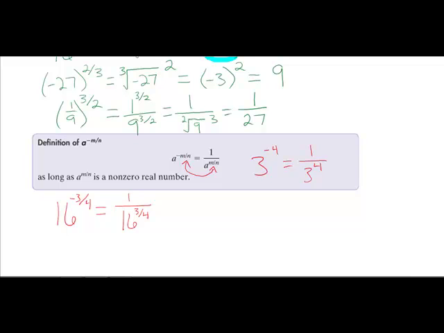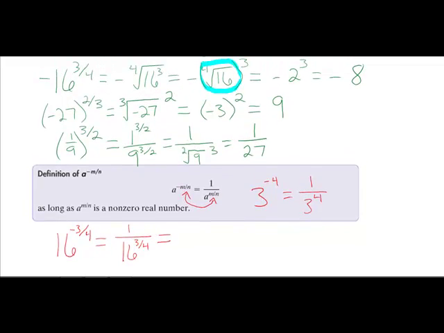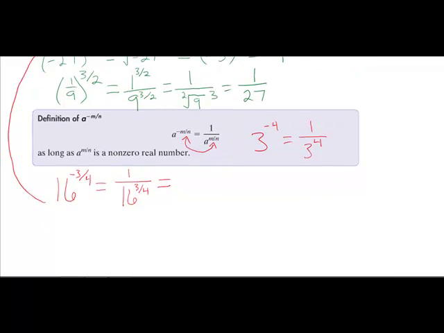And then, since we already know what 16 to the 3/4 is, right? Of course you do, because we just talked about it, a problem back up here. Let's look right up there. We just talked about it. 16 to the 3/4 turned out to be 8. It just happened to have a negative sign in front of it. So this time, 16 to the 3/4 will be just +8, no negative signs involved. So we've got 1 over 8.